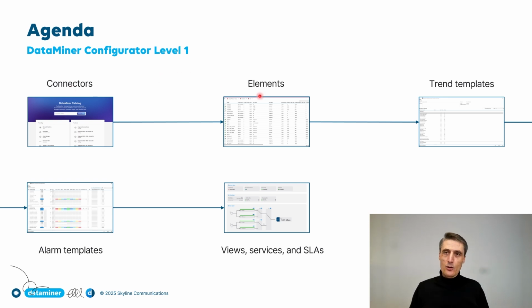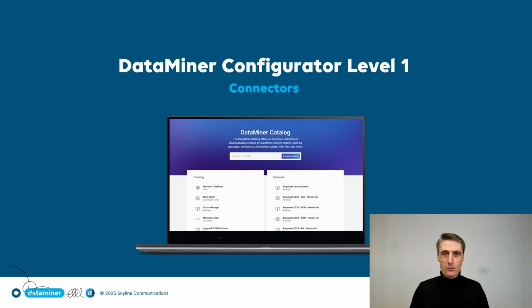And once we've added those elements, we need to define in the trend and alarm templates what is being trended, what is being alarmed, and then we can also combine them in views, services, and SLAs. So that's how we will build a system with elements and then add them into views and things like that. But first things first, before we can even start with something, we need those connectors. So that is what this module is going to be about.